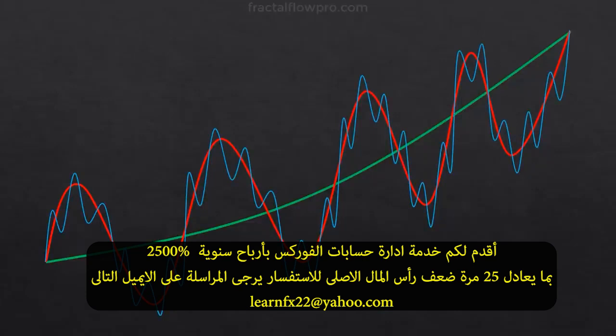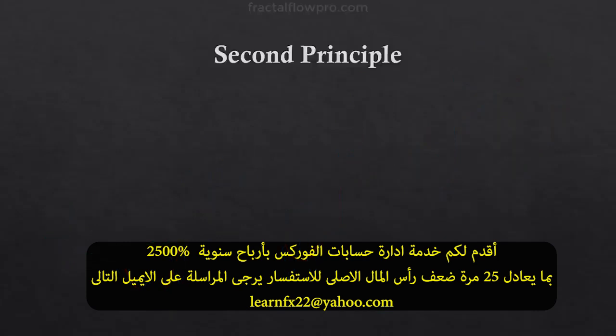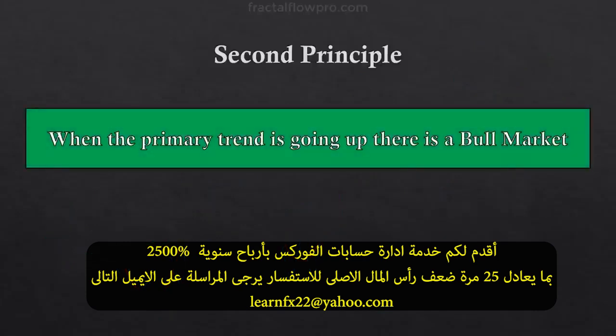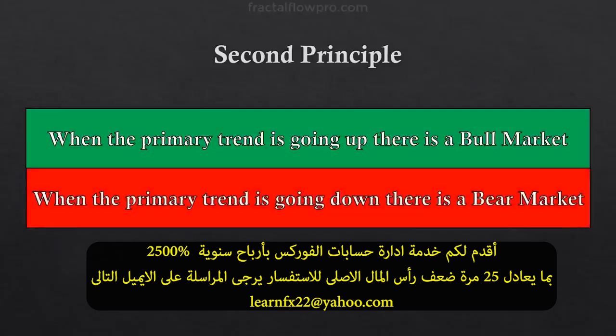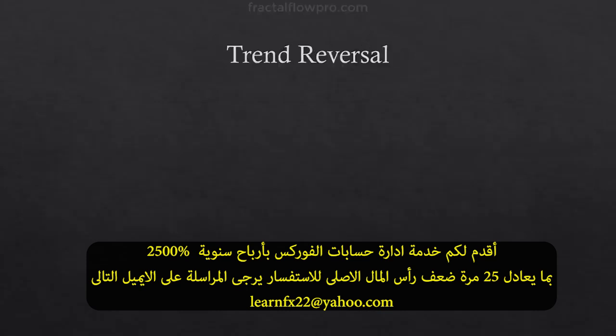The second principle of the Dow theory tells us that when the primary trend shows rising prices, we have what's called a bull market. When the primary trend shows falling prices, we have what's called a bear market. The use of the terms bull and bear is a simple analogy to the fact that bulls throw their prey up when they attack, and bears throw their prey down when they attack. Traders are obviously interested in knowing when a bull market reverses into a bear market and when a bear market reverses into a bull market.